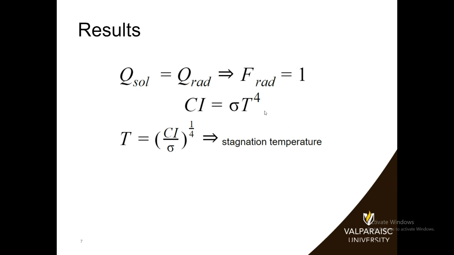One last thing to note is, we have a special case when QSOL equals QRAD. When that's the case, FRAD equals 1. So if you plug in the definitions of QSOL and QRAD and solve for temperature, we get this special temperature. This temperature is known as the stagnation temperature. It's the temperature at which all the solar energy input gets lost due to radiation. It's also the maximum temperature that could be achieved by any receiver.